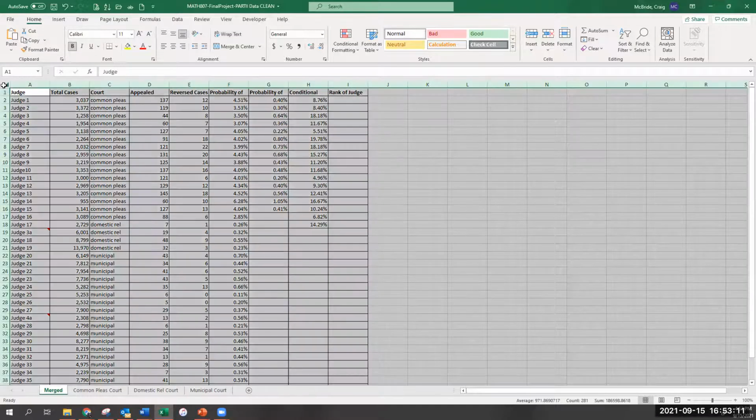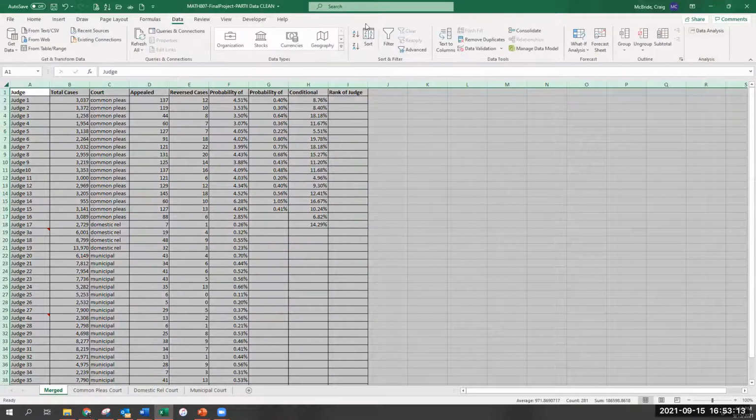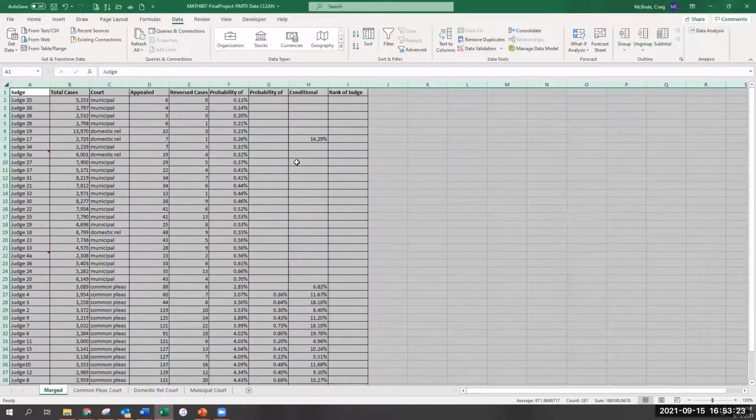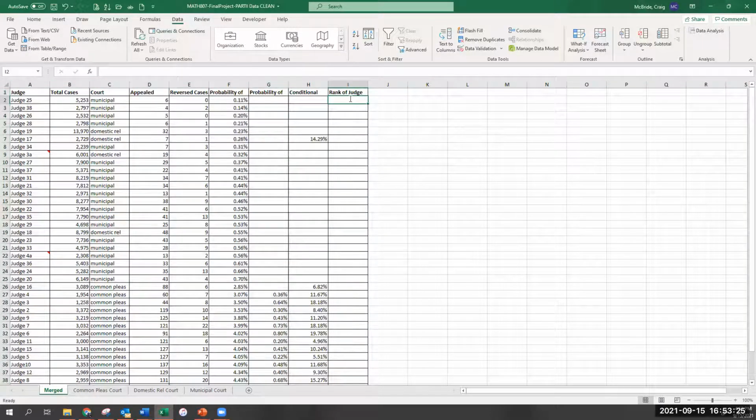I can go, okay, I'm going to take everything and I'm going to go Data, Sort, and say it's got headers. So I'm going to sort by probability of appeal, smallest to largest. And then now I know that this is going to be judge 1, judge 2, judge 3, right? And I can drag this and rank them all as well, because I think the probability of an appeal is the most important aspect of a judge. And that's how I'm going to rank my judge.